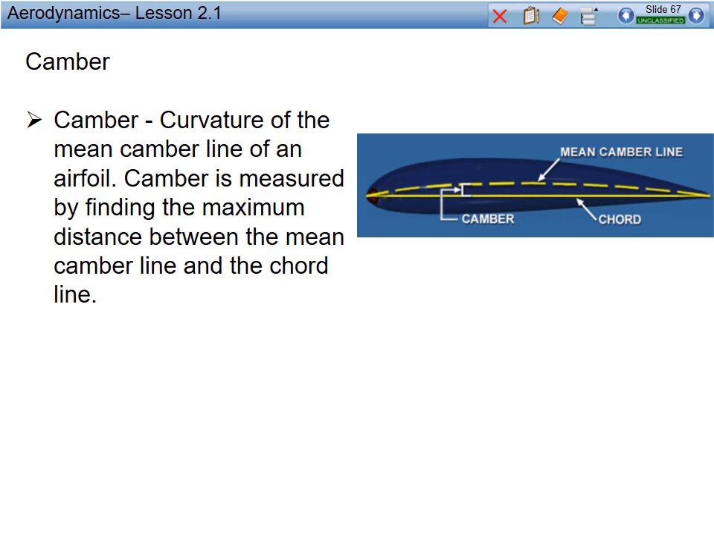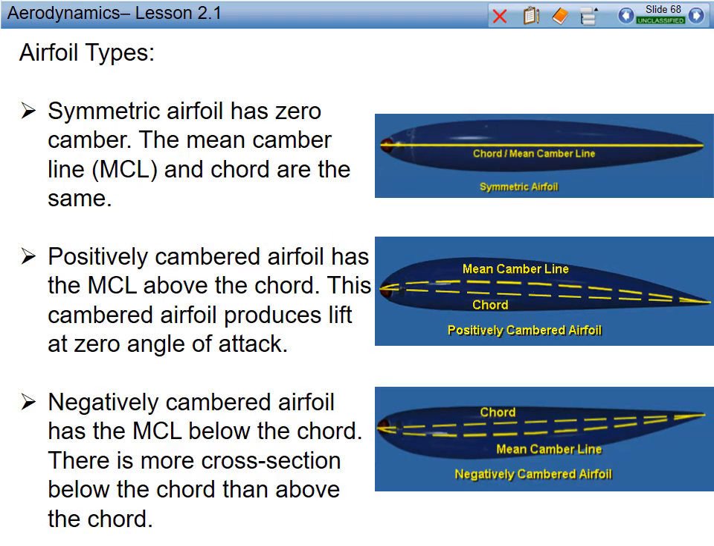Camber is the curvature of the mean camber line of an airfoil. Camber is measured by finding the maximum distance between the mean camber line and the chord line. Three types of airfoils are symmetric, positively cambered, and negatively cambered. And a symmetric airfoil has zero camber, meaning the mean camber line and the chord are the exact same.